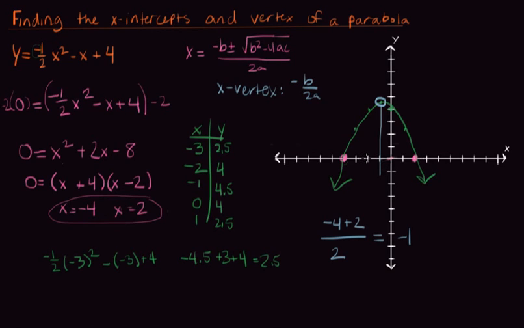You can find it in a bunch of different ways. One of them is using negative b over 2a. Another one is by taking the average of the x-intercepts. That gives us the vertex. And then, of course, to find the y value of the vertex, we just need to plug it in. So in this case, the x-intercepts are negative 4 and positive 2, and the vertex is negative 1 as the x value, and 4.5 as the y value. And that's how we find the x-intercepts and the vertex of a parabola.